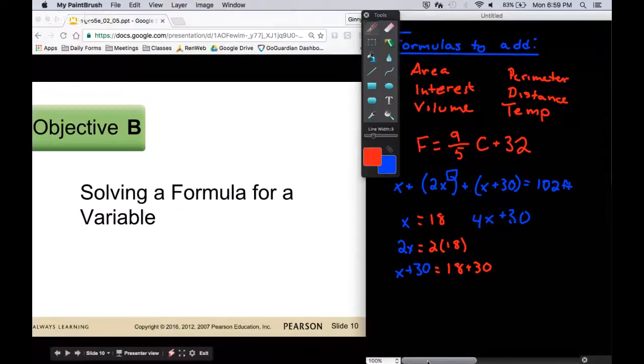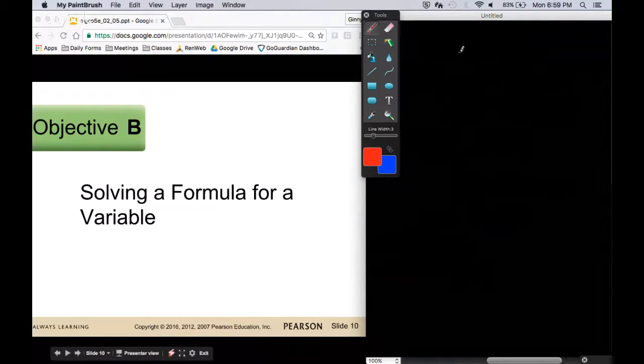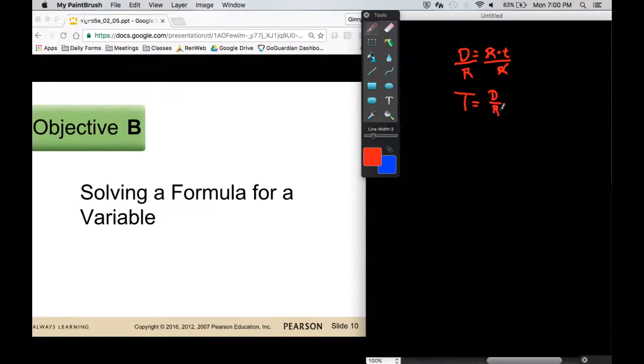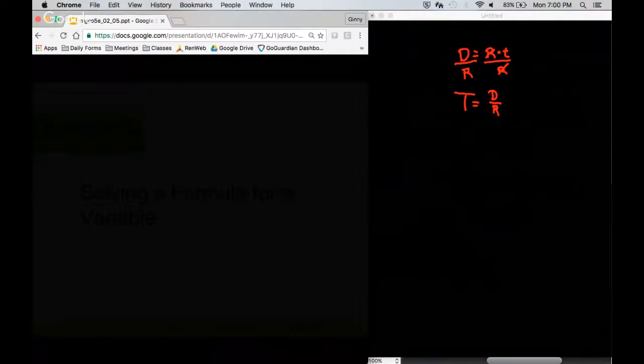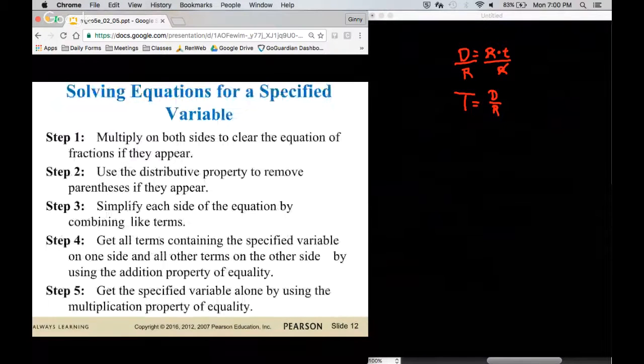Okay, solving a formula for a variable. So what we're looking at is if you have something like distance, which is rate times time, and you need to solve for time. How do you get the t by itself? Okay, you would divide both sides by r, so the r's would cancel. So to get this equation by itself, you would have t equals distance over rate. Okay, and that's going to be important because you're not always given all of the information that you need.